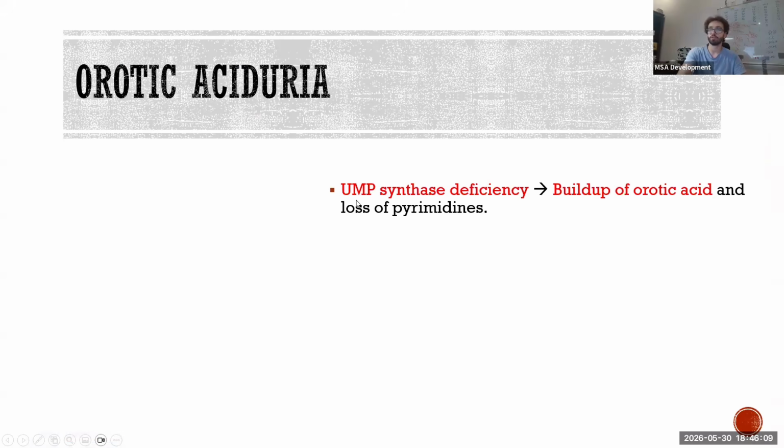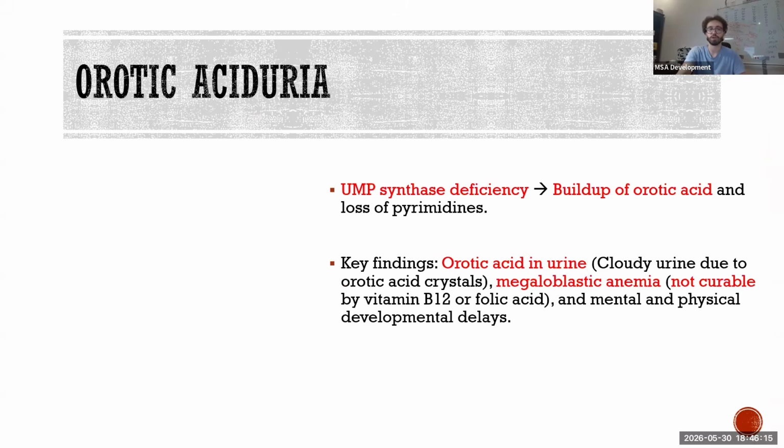We said it comes from a UMP synthase deficiency, which would lead to buildup of orotic acid and loss of pyrimidines, and we can't synthesize them anymore. What are the key findings? Orotic acid in urine and megaloblastic anemia. There's something important about the megaloblastic anemia. It is not curable by vitamin B12. If we give vitamin B12, the megaloblastic anemia will not be cured.